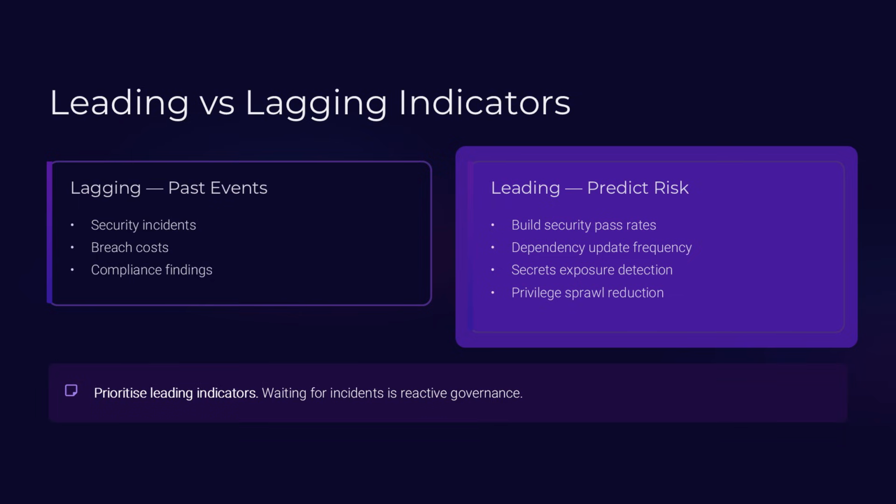Security metrics fall into two categories. Lagging indicators reflect past events, such as number of security incidents, breach costs, compliance findings. Leading indicators predict risk posture, such as percentage of builds passing security gates, infrastructure code compliance rates, dependency update frequency, privilege sprawl reduction, secrets exposure detection. You must prioritize leading indicators. Waiting for incidents to measure performance is reactive governance. DevSecOps maturity is demonstrated by early detection and proactive mitigation.